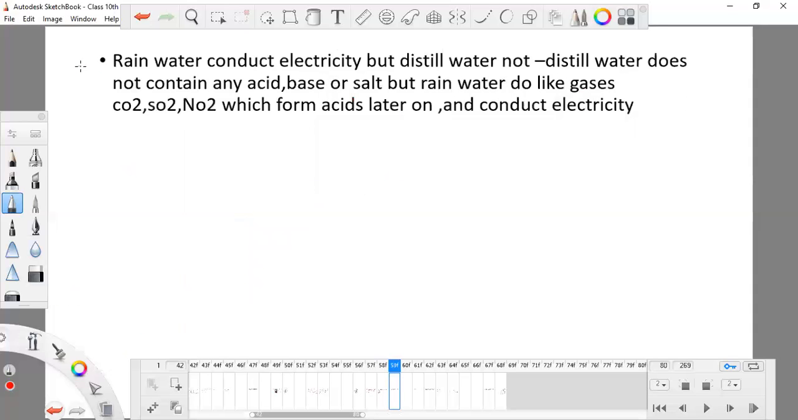Now there is an important question. All of us know this. Sometimes you could be asked this question: rainwater conducts electricity, but distilled water does not. What is distilled water?